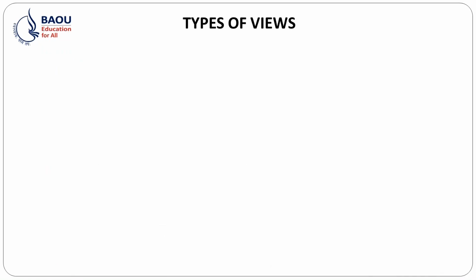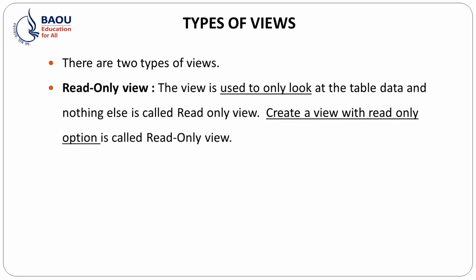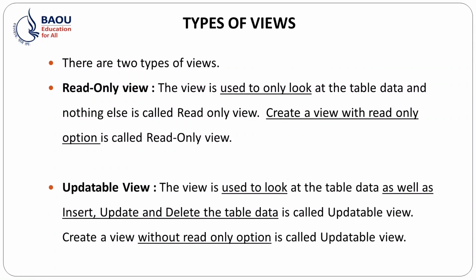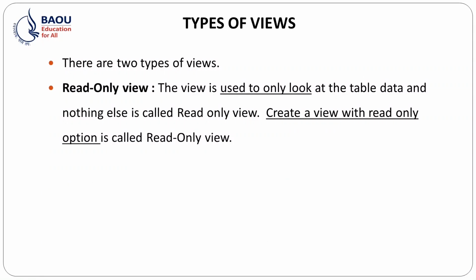Now, the different types of views. There are two types of views: read-only views and updatable views. First, we see read-only views. What do we mean by read-only views? A view used to only look at the table data and nothing else is called a read-only view. Creating the view with the read-only option makes it a read-only view. We can't update through this view; we only view the data from the table.